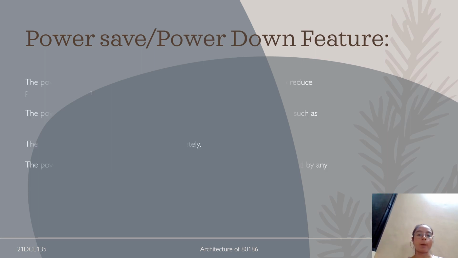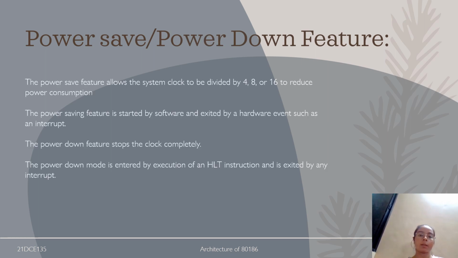Now the power save or power down feature. From the name itself, we can identify that this is saving our power. The power save feature allows the system clock to be divided by 4, 8 and 16 to reduce power consumption. The power saving feature is started by software and exited by hardware events such as an interrupt. The power down feature stops the clock completely.